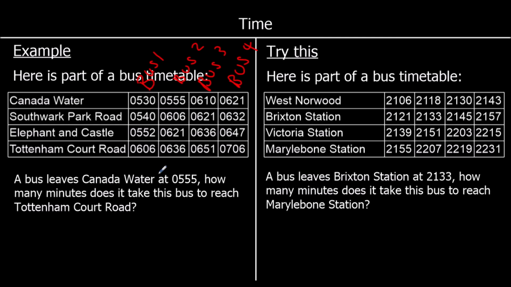So a bus leaves Canada Water at 5:55. How many minutes does it take this bus to reach Tottenham Court Road? So it's at Canada Water at 5:55. It gets to Tottenham Court Road, this bus, so bus 2, at 6:36. So how many minutes is this? So from 5:55, there are 5 minutes until 6 o'clock. And then another 36 minutes to 6:36. So 5 plus 36, that is 41 minutes.